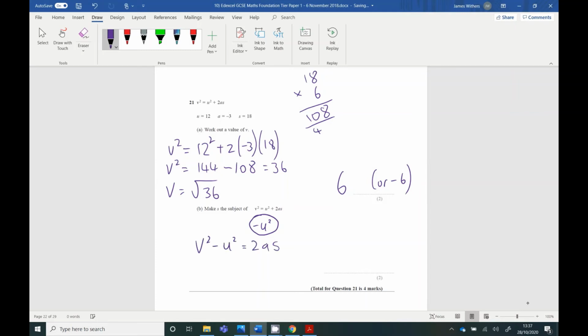Now we want to get S on its own. We've got 2 times A times S here. How do we undo that timesing by 2A? We're going to divide both sides by 2A. And to make it clear that the whole of the left-hand side is being divided by 2A, we're going to create a fraction. So it's V squared minus U squared all over 2A, and that's what S equals. So our final answer is S equals V squared minus U squared all over 2A.